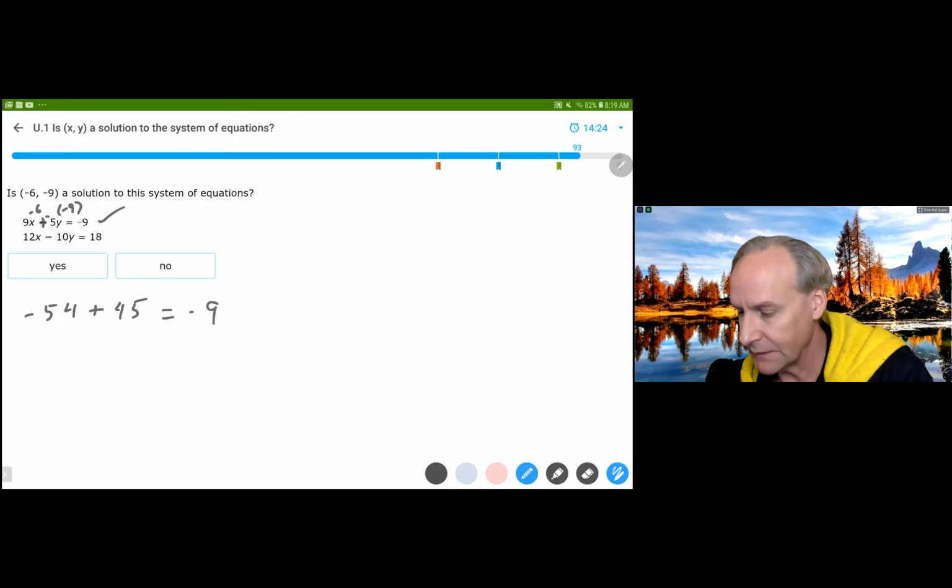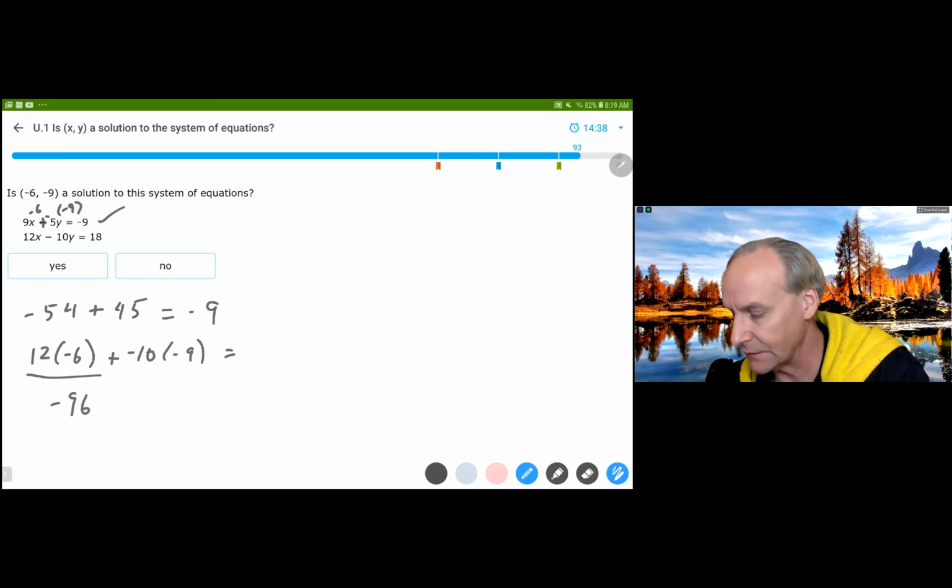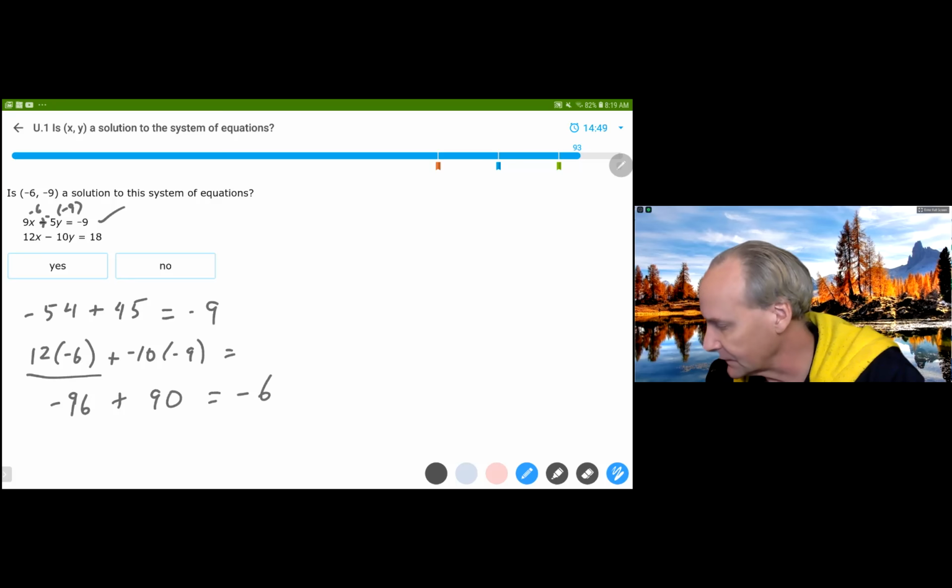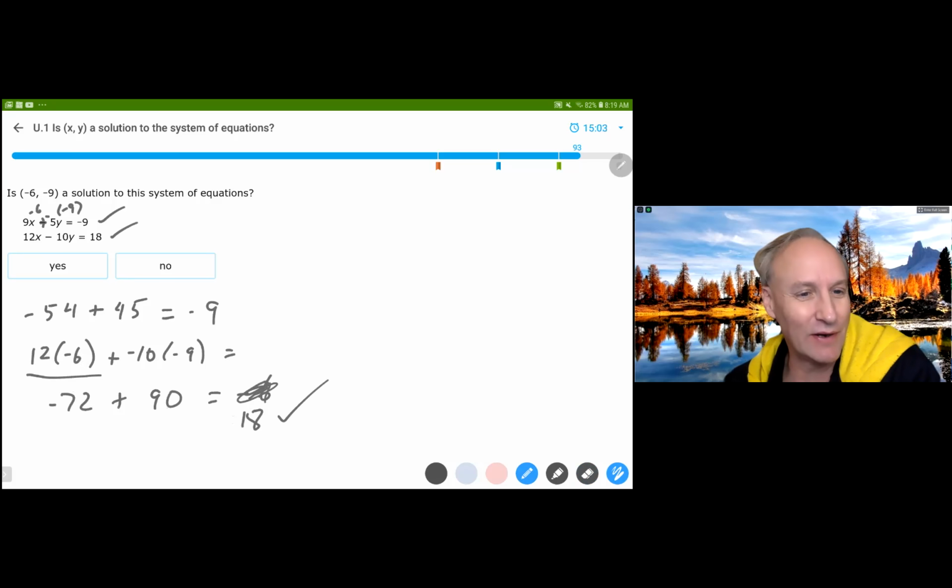Now the second one is going to be 12 times negative 6. I'm going to go ahead and write it. Plus negative 10. Notice I rewrote it a little bit different. Y is negative 9. Now this one's a bit easier. This is going to be negative 96. And this piece is going to be plus 90. And that gives me negative 6, which is not true. Is this negative? Oh, no, that's not negative 96. Dang, I can't multiply today. Sorry. That's going to be negative 72 plus 90, which is 18. And that is true. Dang, I multiplied wrong. Got to be careful.